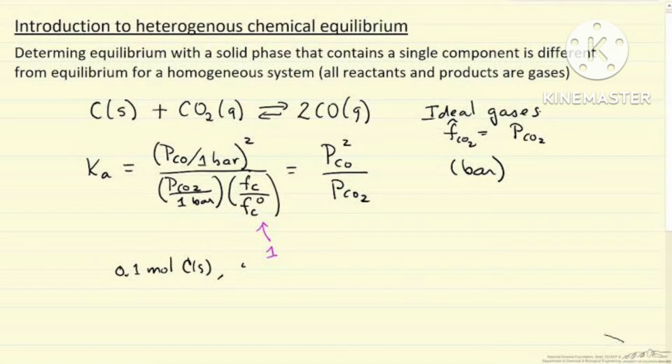Heterogeneous equilibria often involve pure solids or liquids. Here you have to understand that pure solid means only pure solid, or liquids. We can simplify the equilibrium expression for heterogeneous equilibria involving a pure liquid or pure solid, as the molar concentration of a pure solid or liquid should be constant.